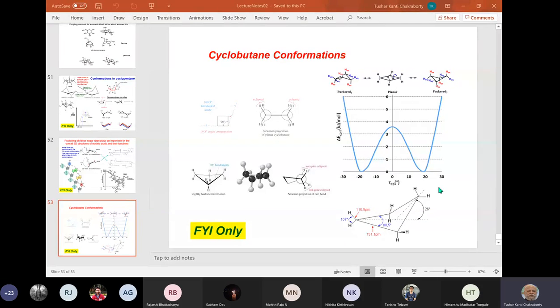Those who go to biology will also remember the conformation of proteins, amino acids and proteins, and the conformation of the sugar packaging in DNA, RNA. They play a very important role.